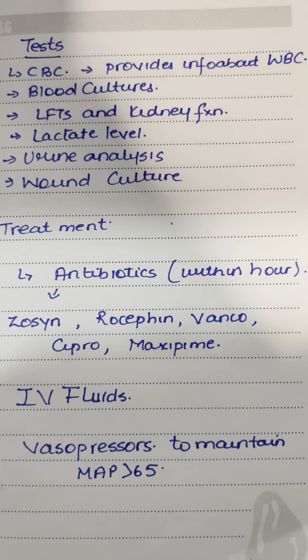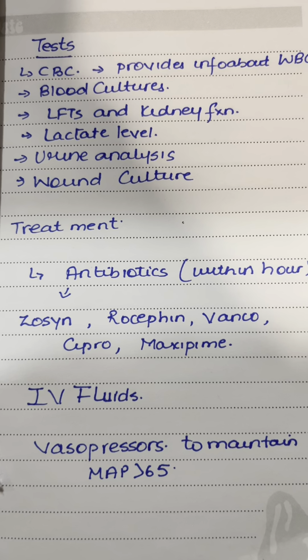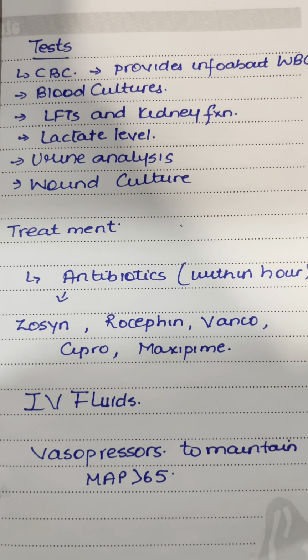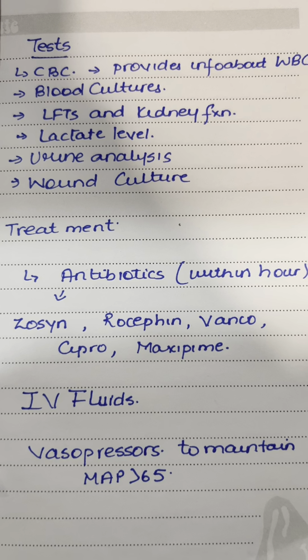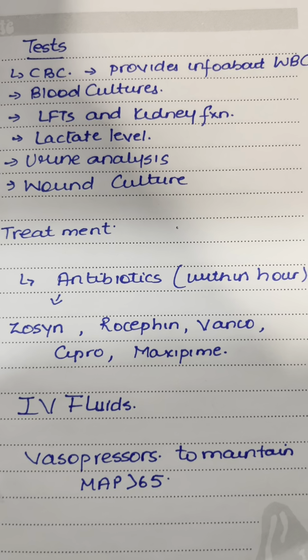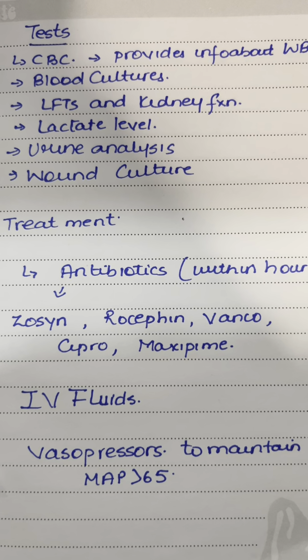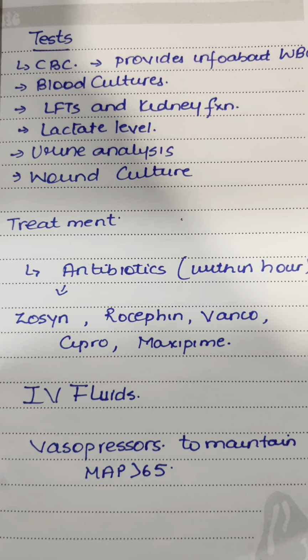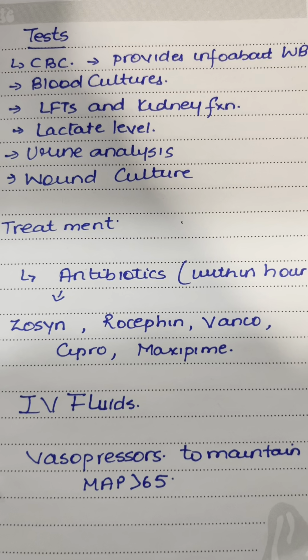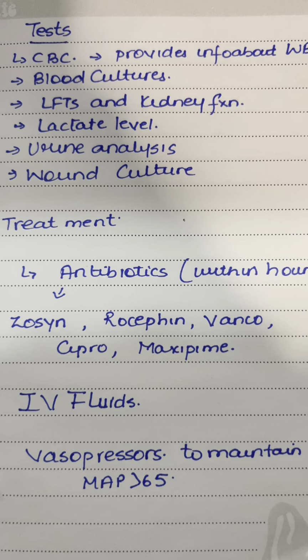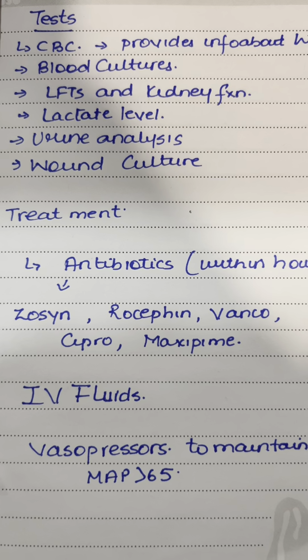So next comes the treatment, how the sepsis is treated. It's treated with antibiotics, broad spectrum antibiotics. It's very important to start the antibiotics within an hour of the symptoms starting, but you also have to make sure that you have collected the blood cultures before starting the antibiotics on the patients. You would usually see the patients would be started on Zosyn, Rocephin, vancomycin, ciprofloxacin, and Maxipime.